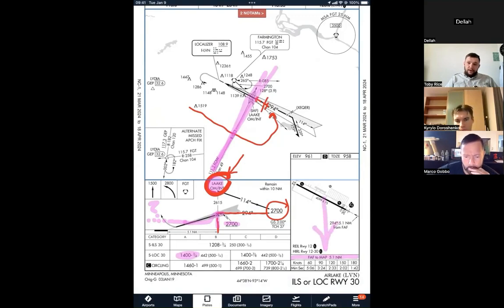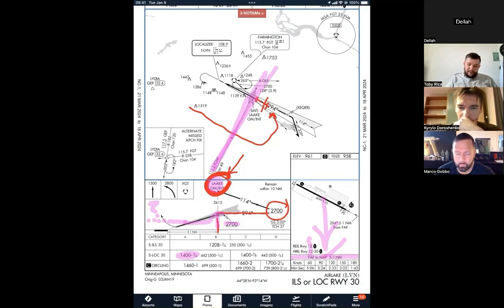Correct. So the box down here shows your final approach fix to missed approach point. That is how nearly every precision or non-precision approach has a missed approach point based on the distance between your final approach fix and your missed approach point, which can be based on time. It could be based on a GPS point. It could be based on station passage. It could be based on crossing a radial. It could be based on DME.